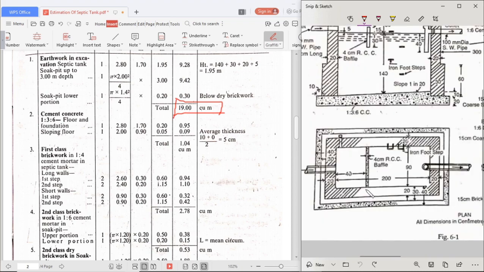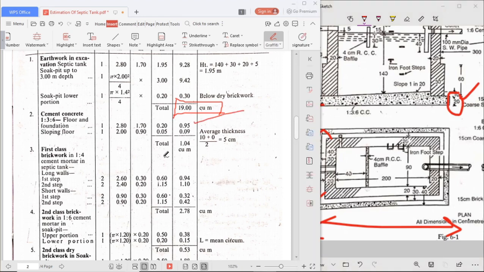What will be the length? 2.8, the same as our excavation. Earthwork excavation 2.80, this is the length. Then what is the breadth? Same, 1.70. Then the height, see here, 0.20 given. If you multiply, we will get 0.95.